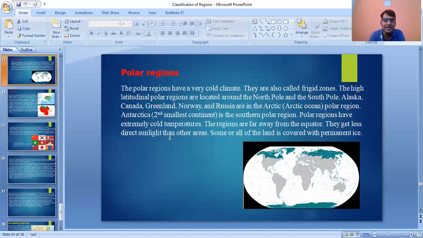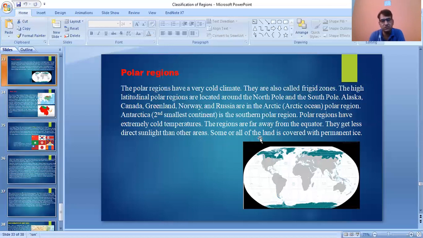Polar regions have extremely cold temperatures and a very harsh climate, so you can't survive there. These regions are far away from the equator. This is the equator. On the equator the sunlight falls directly, and that's why it has a high temperature. The polar regions have extremely cold temperatures because they are far away from the equator and get less direct sunlight than other areas.